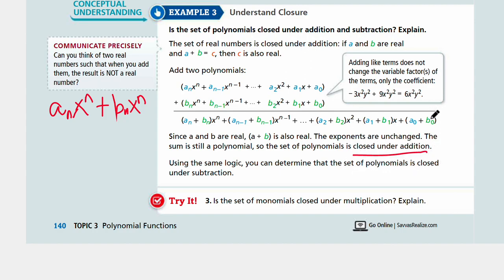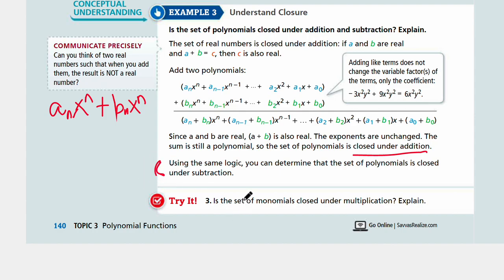So using the same logic, can you determine that the set of polynomials is closed under subtraction? So that's try number 3. Is the set of monomials closed under multiplication? Explain. So let's answer this one first, right?